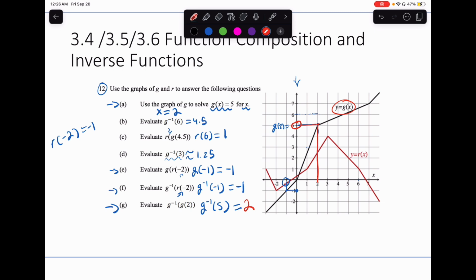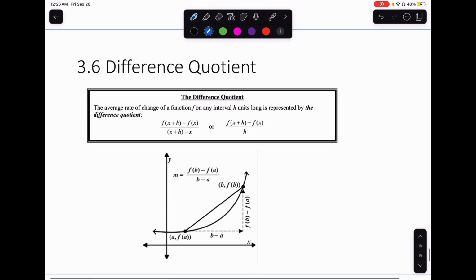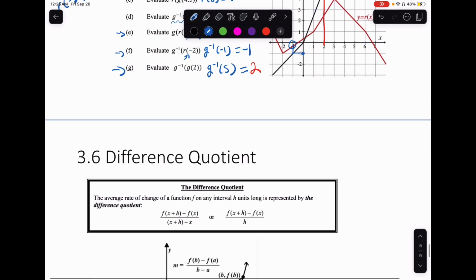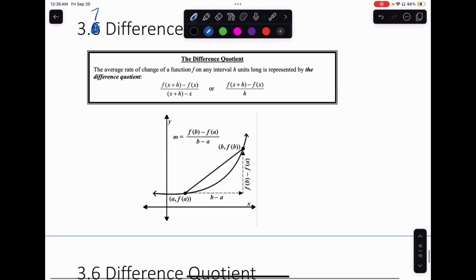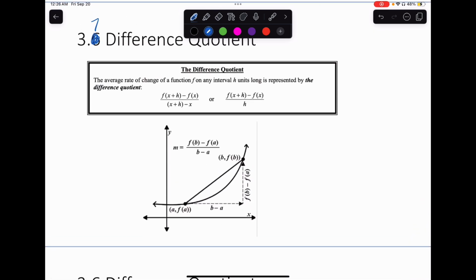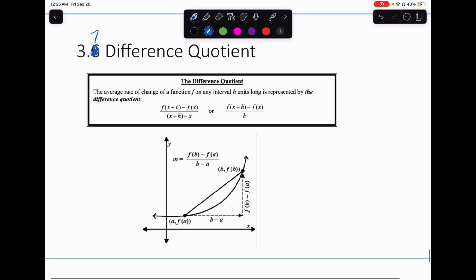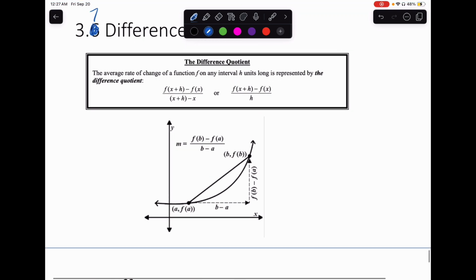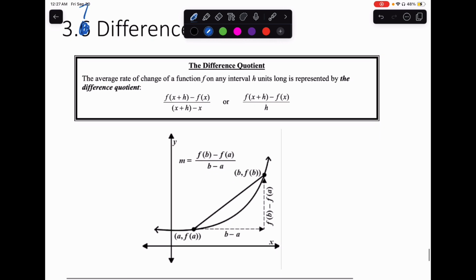All right, so now we're almost done. We just have, oh, that should be 3.7, right? The difference quotient. So, difference quotient, we brought up average rate of change again, right? So if we look right here, the definition for difference quotient is the average rate of change of a function f on any interval h units long, and it's represented by, well, this simplifies, right? It's represented by this function. Obviously, the x minus x cancels, which is how we get this guy right here.